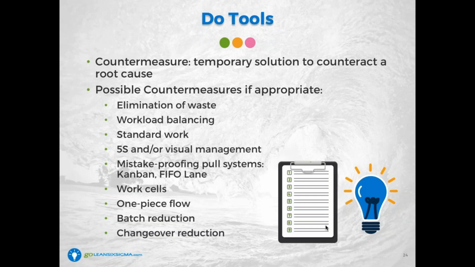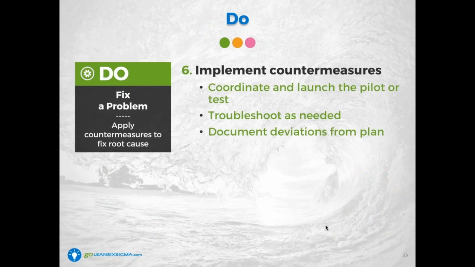Time of the day. Maybe we need to make sure that he doesn't have to do that. Maybe we need bigger bins so that there's less running around and moving around. So these are all things potentially that you might be deciding that you're going to do. And again, you do this in plan, but you actually implement them in the do phase, which is what it says here. So you implement those countermeasures, you coordinate and launch a pilot test or an experiment, and then document those things so that people know what they're supposed to be doing. And also you can observe and see if it's working too.